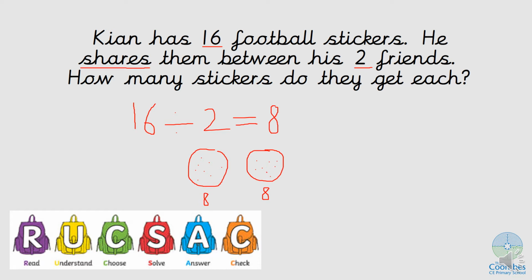Now, the last part of RUCKSACK is to check it. So to check it, we can do the inverse, which would be 8 groups of 2, or 2 groups of 8. Now, you can check it by counting up in 2s or drawing it out. So I'm going to count in 2s 8 times. 2, 4, 6, 8, 10, 12, 14, 16. We were right. Well done.